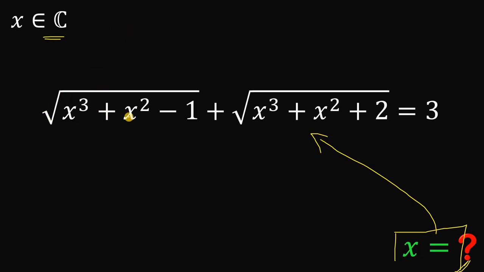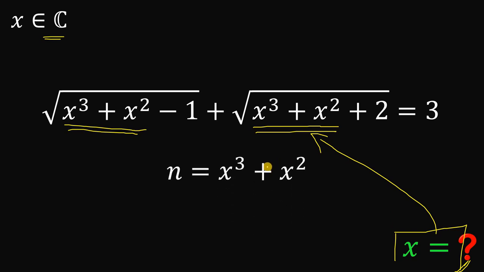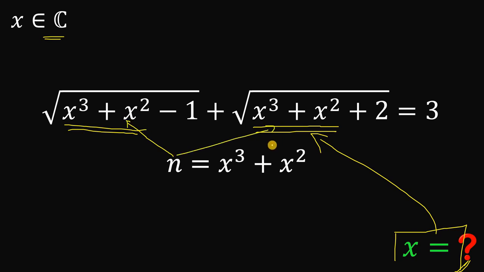Alright, so we have square root of x cubed plus x squared minus 1, plus square root of x cubed plus x squared plus 2, equals 3. Now one thing we notice here is we have a common term of x cubed plus x squared on these two terms. So why not replace this with another variable, and let's call this n. Therefore, we can replace those terms with the variable n to make this simple.